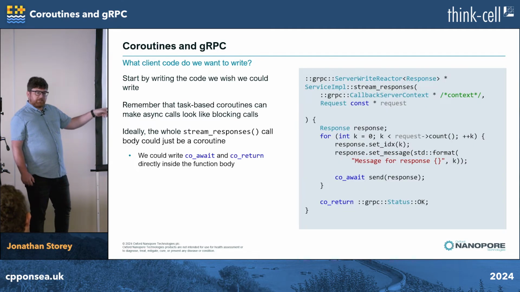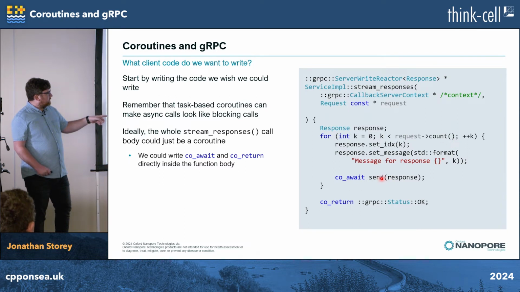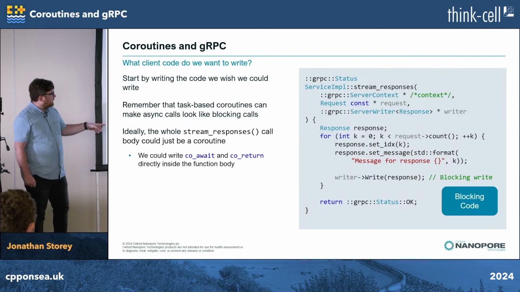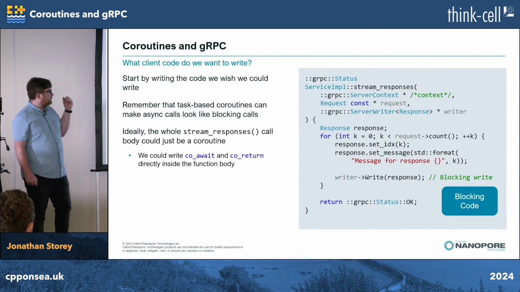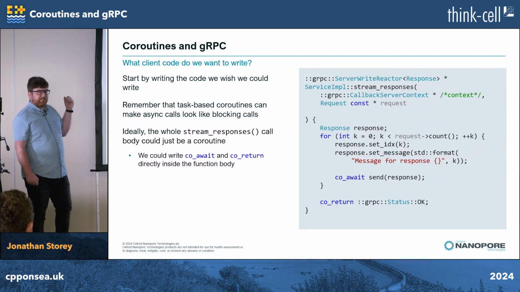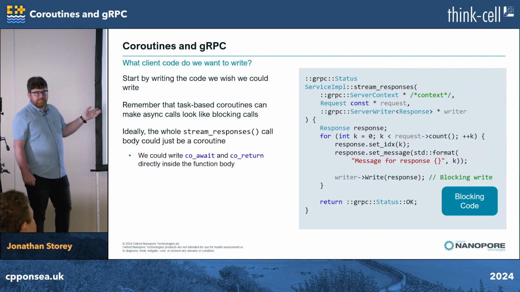So this is the code that I think we would like to be able to write. We've got our really obvious loop back. This co-await send is an asynchronous call that looks like a blocking call. We've got a co-return at the end. And this, to remind you, was the blocking code. And you can see, just as before with the file copy example, the blocking code and the coroutine code look very similar, just with a couple of extra keywords in there.